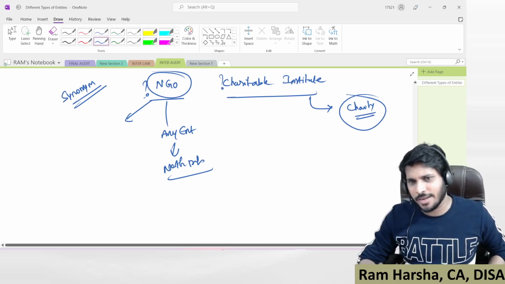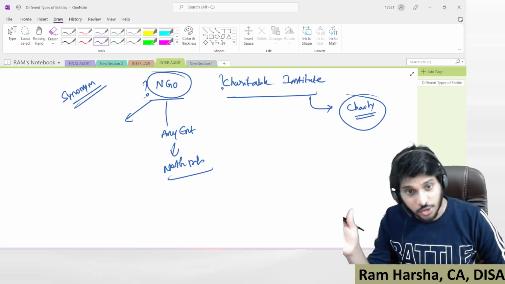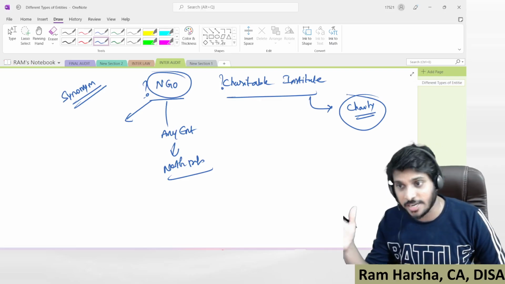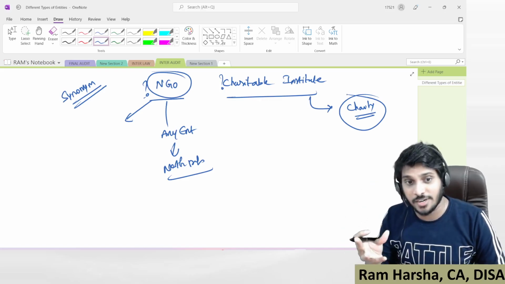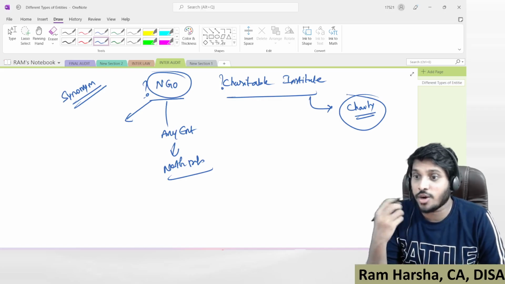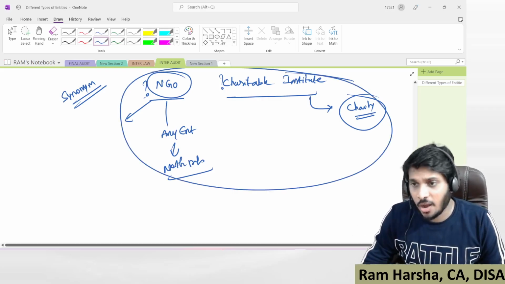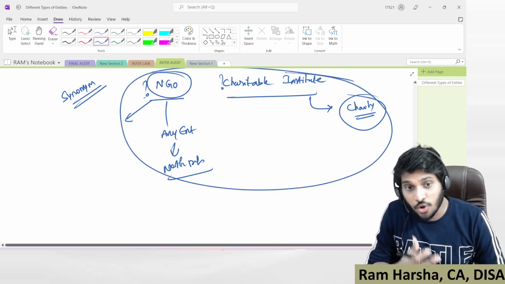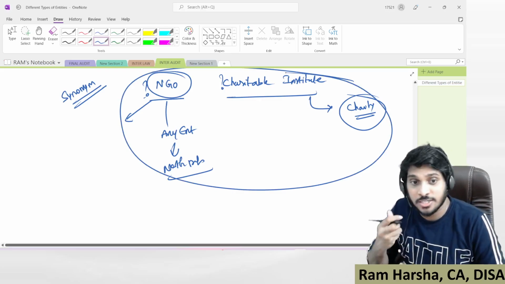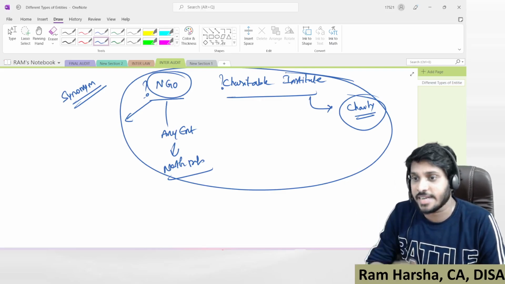There is no dictionary meaning for charitable institute. There is no dictionary meaning for NGO. There is no clear-cut law for NGO, no clear-cut law for charitable institutes. So there are no definitions. Based on common understanding, I'm just giving you what they are. Now, by the way, in India, how will an NGO or a charitable institute have a legal identity?